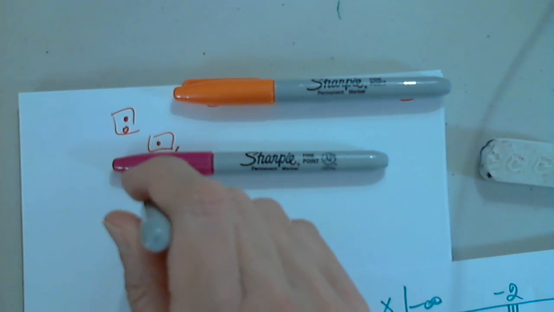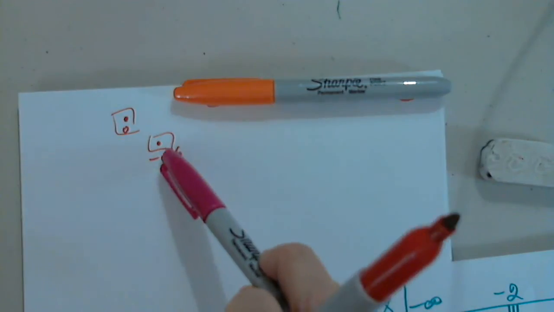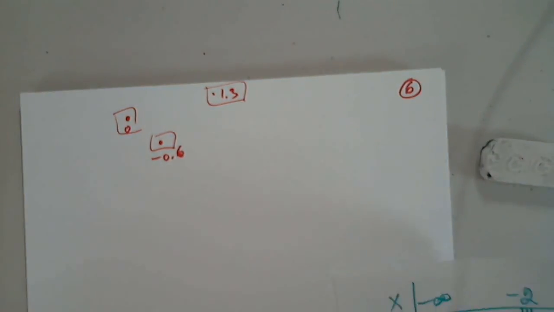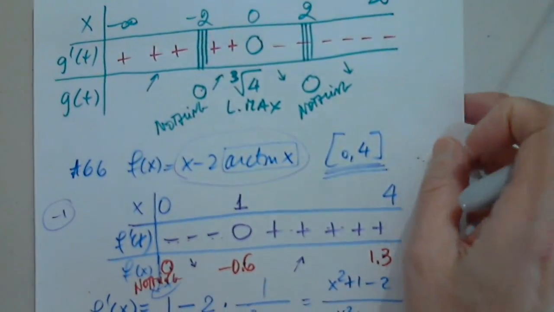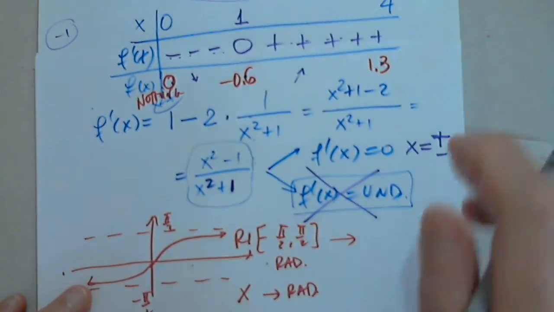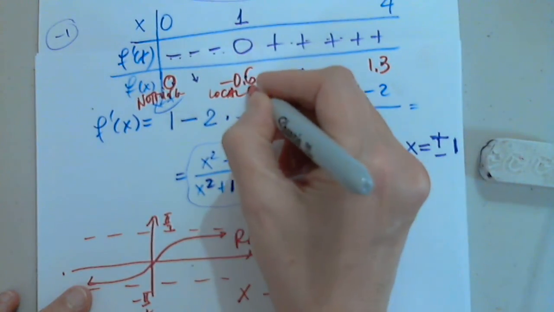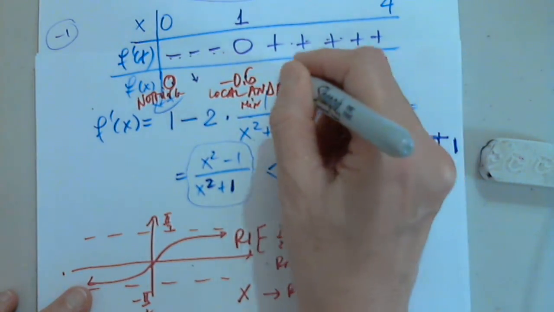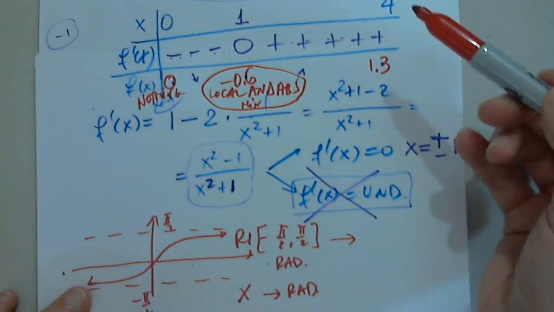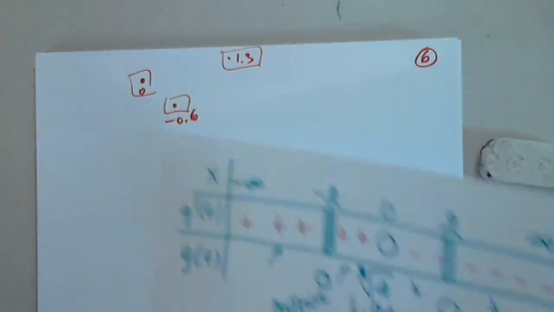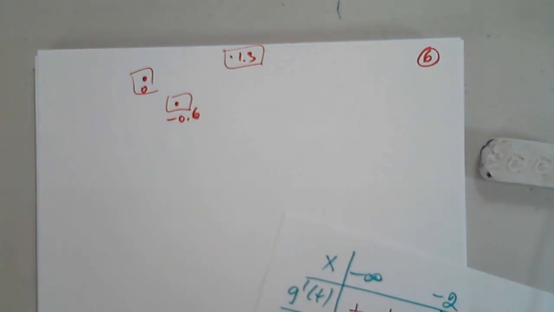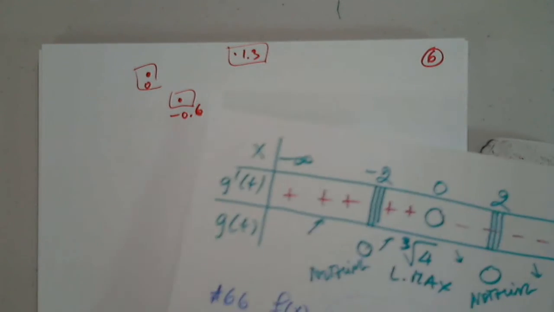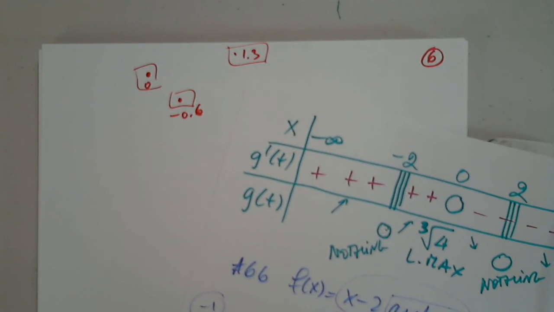What is this point? Minimum. Yes, it's local and absolute. Local and absolute minimum. What about 4, 1.3? Nothing. Say it again. Nothing.